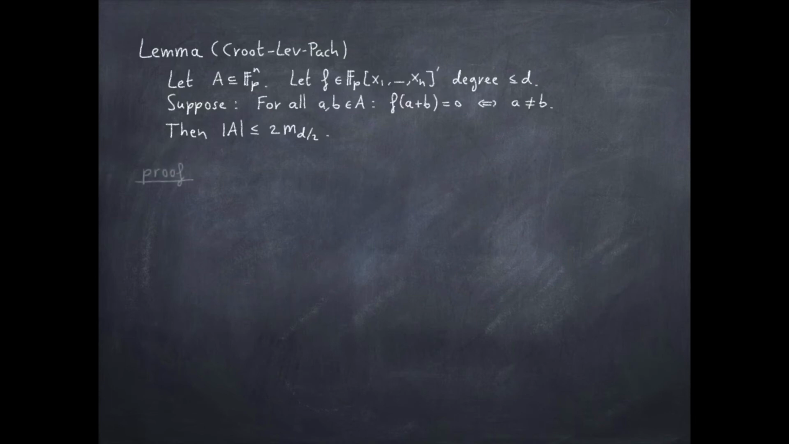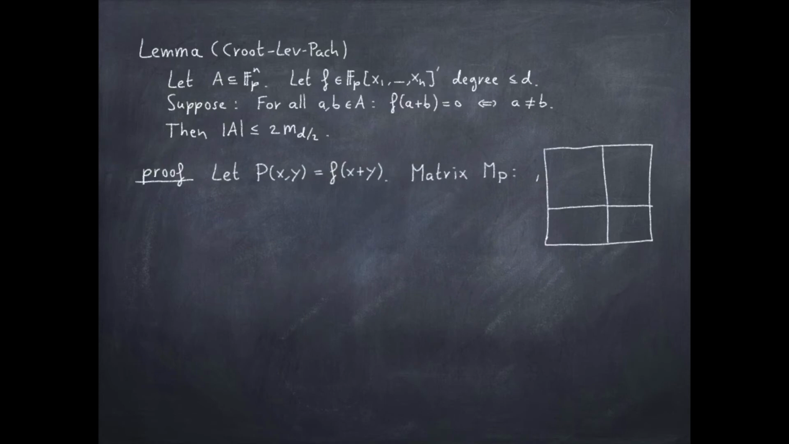Let's take a look at the proof. The main idea is that given a polynomial p in 2n variables, we can bound the rank of the corresponding matrix in terms of the degree of p. To start, we define a polynomial p in 2n variables by saying p of x comma y is f of x plus y. To p we associate a matrix M_P as before.